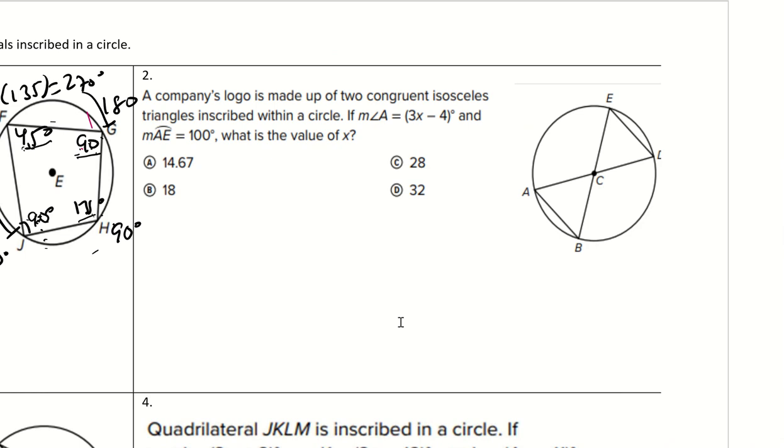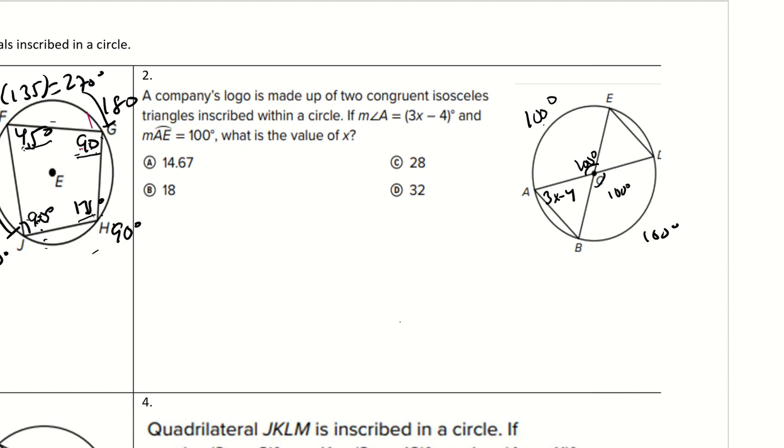All right, so a company's logo is made up of two congruent isosceles triangles inscribed within a circle. If the measure of angle A is 3x minus 4, and the measure of arc AE is 100, so this is 100 degrees, what is the value of x? All right, well, so if this is 100, then this angle has to be 100 because that's a central angle, which is equal to its arc measure. And if this is 100, then this has to be 100. And if this is 100, then this arc has to be 100.